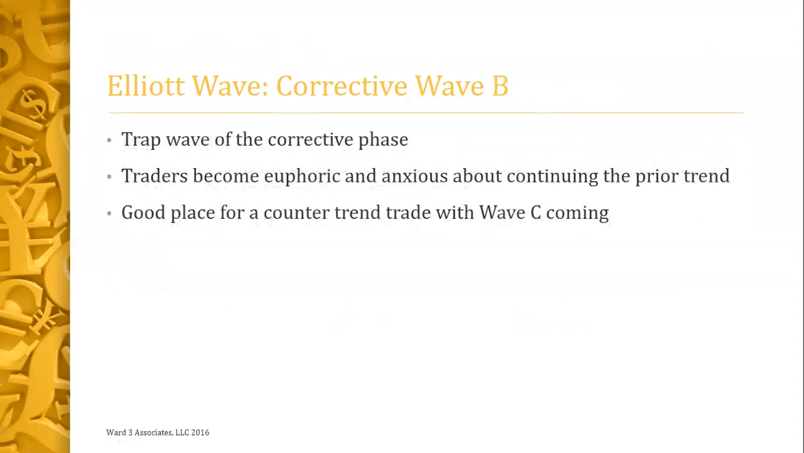All right, corrective wave B. Corrective wave B is a trap wave of the corrective phase. This is when traders become euphoric and anxious about continuing the prior trend, which means the continuing of wave 5 or the impulse move. This is actually a good place for a counter trend trade coming with the wave C, because wave C is usually the extended wave.